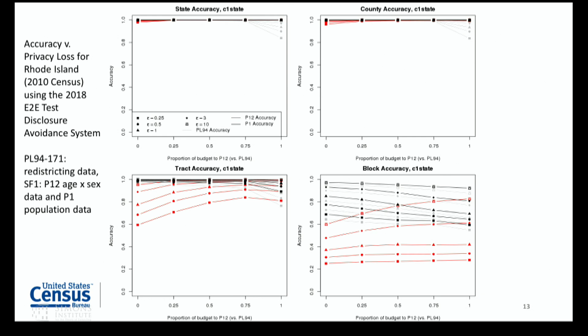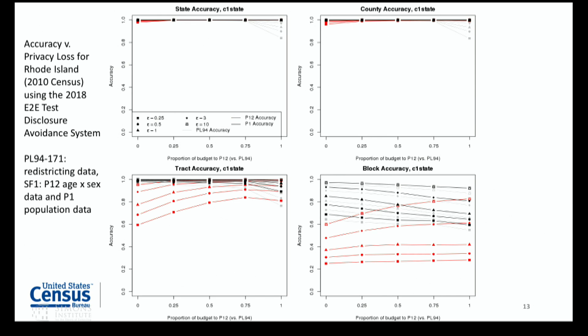And I'll show you in a second one of these things organized with privacy loss on the x-axis and accuracy on the y-axis. But this set of slides is designed to show you on the x-axis, over at 0, all of the privacy loss budget is assigned to the redistricting data. And over at 1, all of the privacy loss budget is assigned to the flagship counterpart in summary file 1, which is the age by sex tables. So the redistricting data are detailed data on race and ethnicity, and the only age variable they have is whether you're voting age or not.